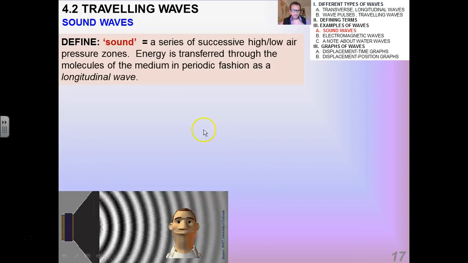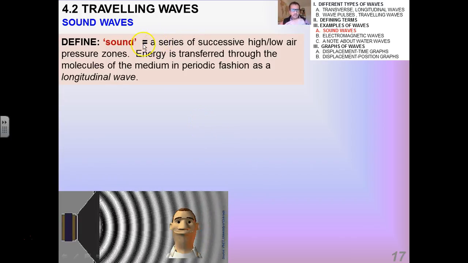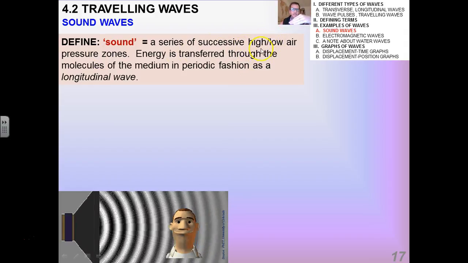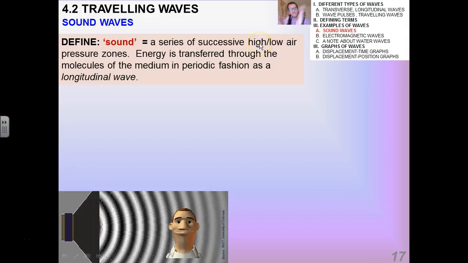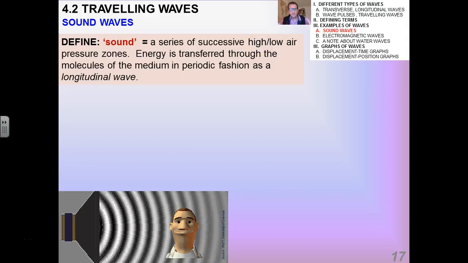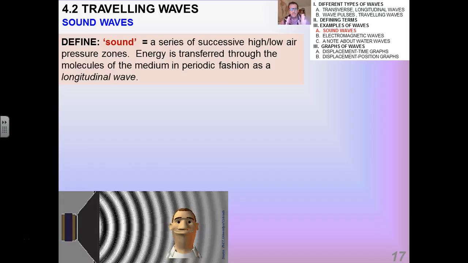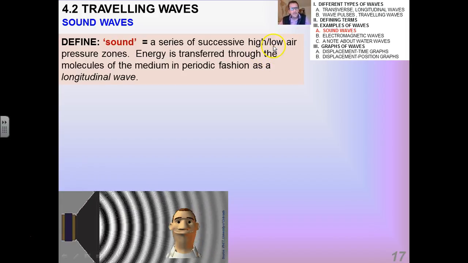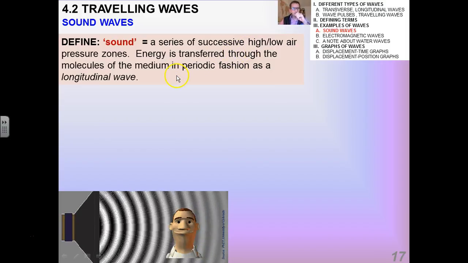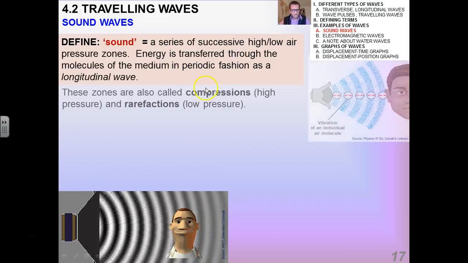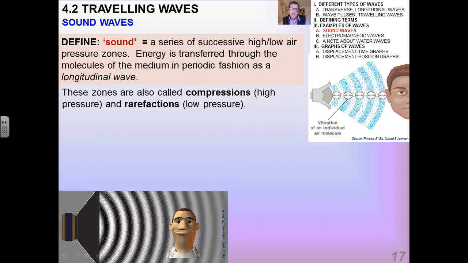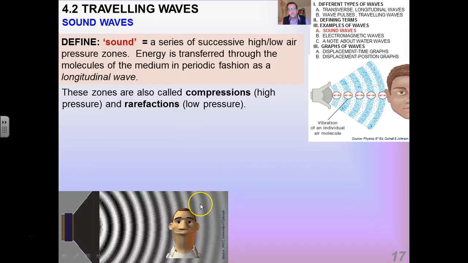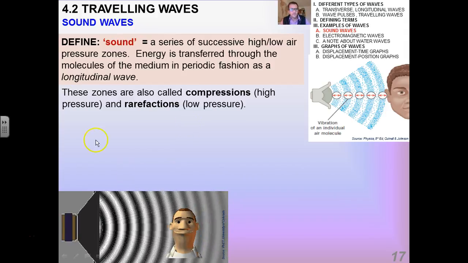Okay, so really what it is, technically, is a series of successive high-low air pressure zones. And again, the high pressure are called compressions because the actual air molecules are being compressed. They're closer together in a certain volume, number per unit volume, and low would be a rarefaction. Energy is transferred through the molecules of the medium in periodic fashion, okay? So everything that we've learned about waves so far with the wave equation, et cetera, applies to sound as well, even though it's a longitudinal wave and not the more familiar transverse wave.